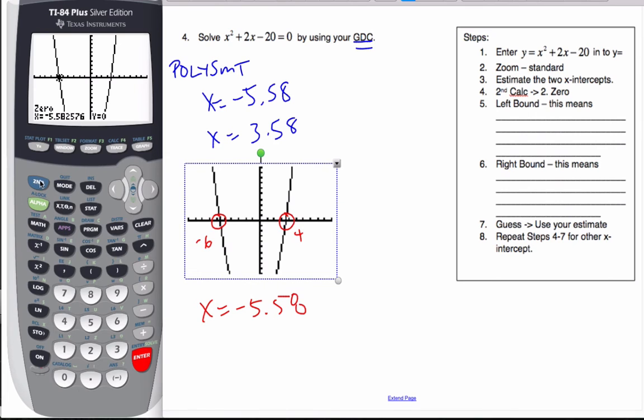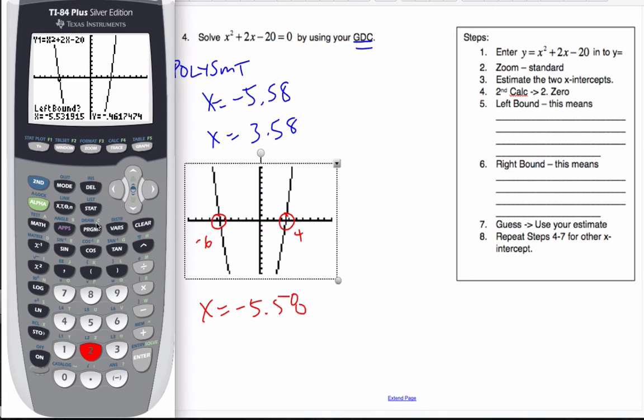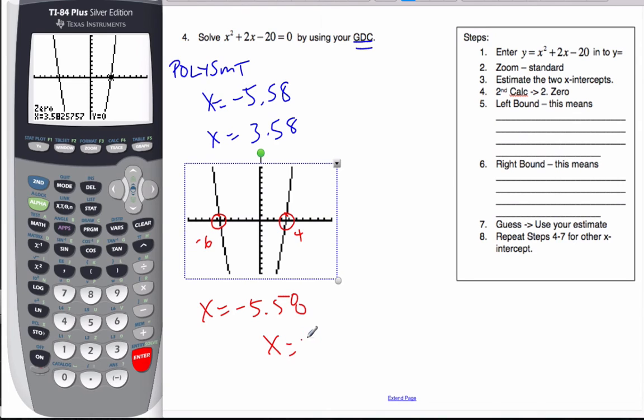I repeat this again for the other side. Number 2. My left bound, I'm going to make this 0. I want to be to the left of this point here, but not so far left that it captures the next one, just left of this. To the right of this estimate, which I'll say is positive 6. Finally, my guess is 4. And again, I can see that x is 3.58. It's important that you can do it either way, because your calculator is a really helpful tool for you.